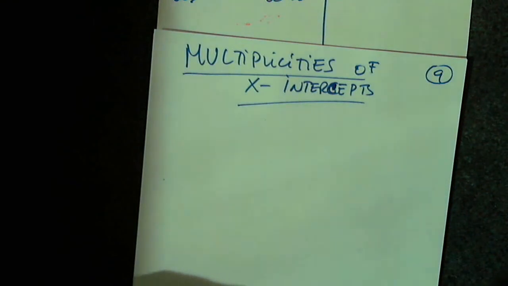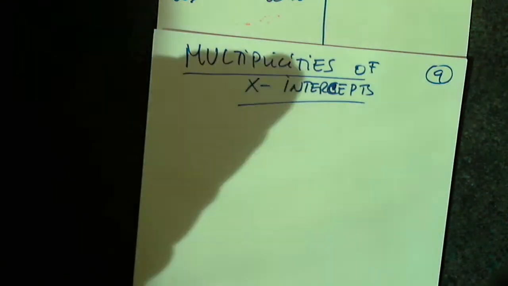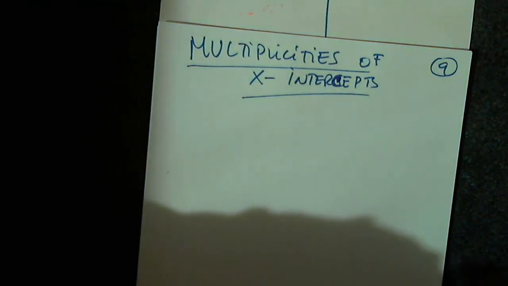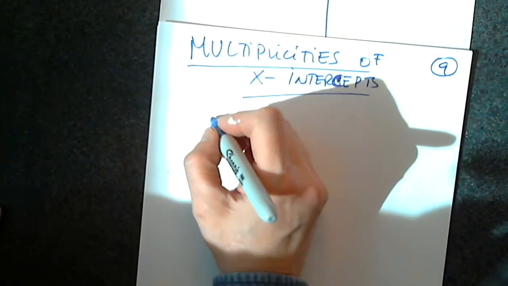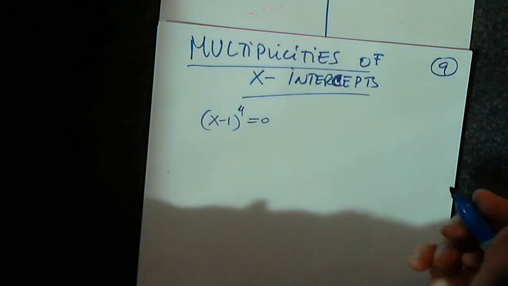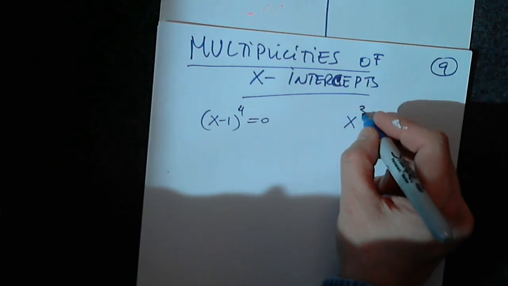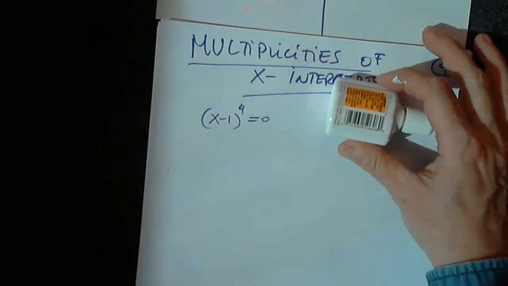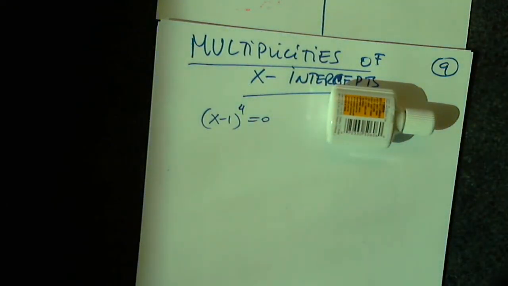Okay. So let me give you a few examples, and you'll understand what we are talking about here. Multiplicities of X-intercepts. Now let's say I have (x minus 1) to the 4th equals 0. And let's say I have x cubed equals 0. Not connected. Don't look at the second one just yet. Let's look at the first one. How many solutions does this equation have? 4. The degree is 4. And all of them are what?